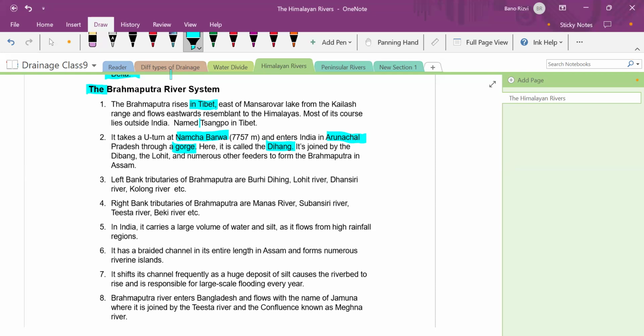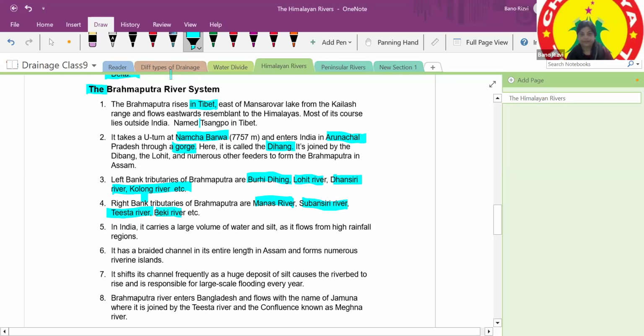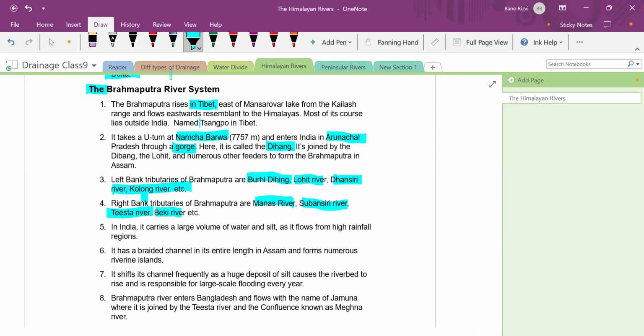Left bank tributaries of Brahmaputra are Burhi Dihang, Lohit River, Dhansiri River, Kolong River, etc. Right bank tributaries of Brahmaputra are Manas River, Subansiri River, Teesta River, Beki River, etc. In India, it carries a large volume of water and silt as it flows through high rainfall regions. It has a braided channel in its entire length in Assam and forms numerous riverine islands. It shifts its channel frequently as a huge deposit of silt causes the riverbed to rise, and it is responsible for large-scale flooding every year.